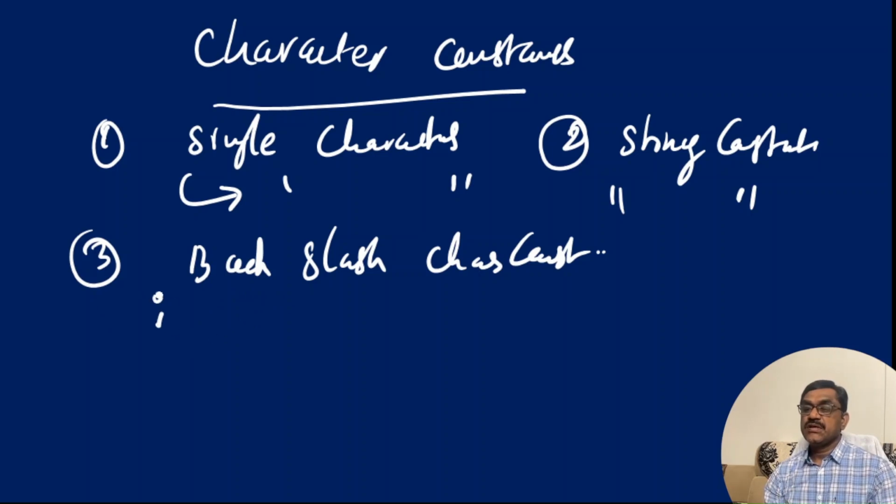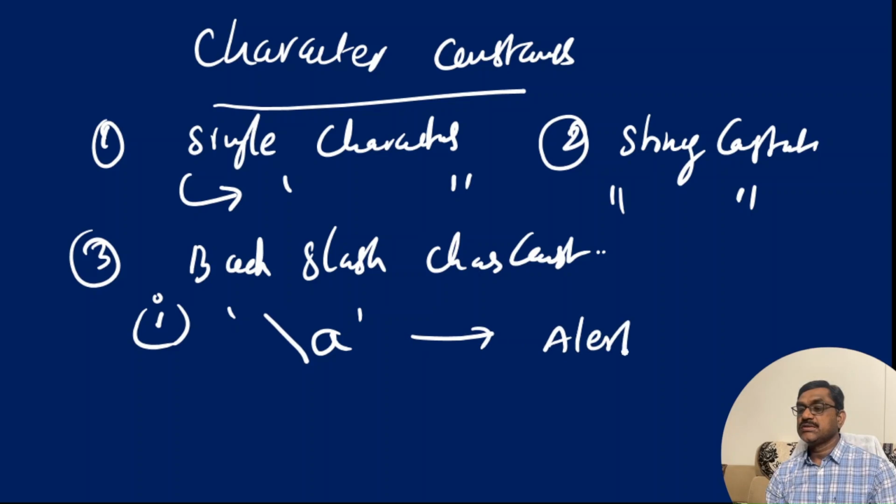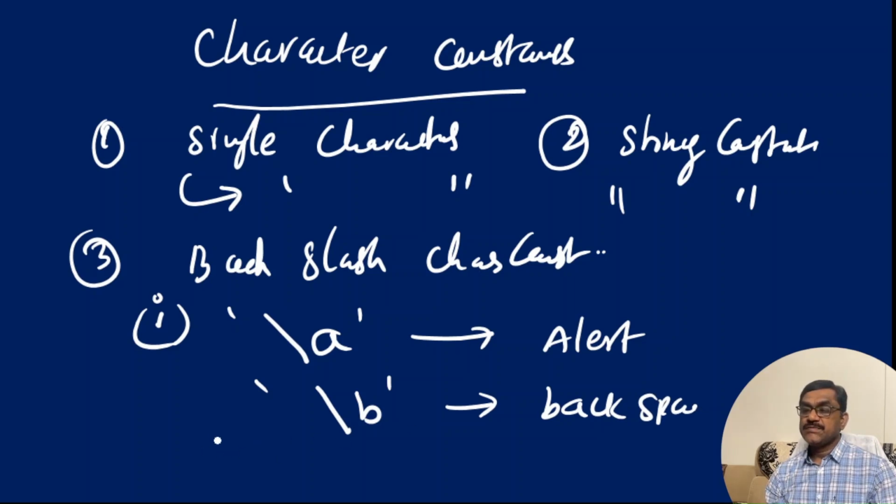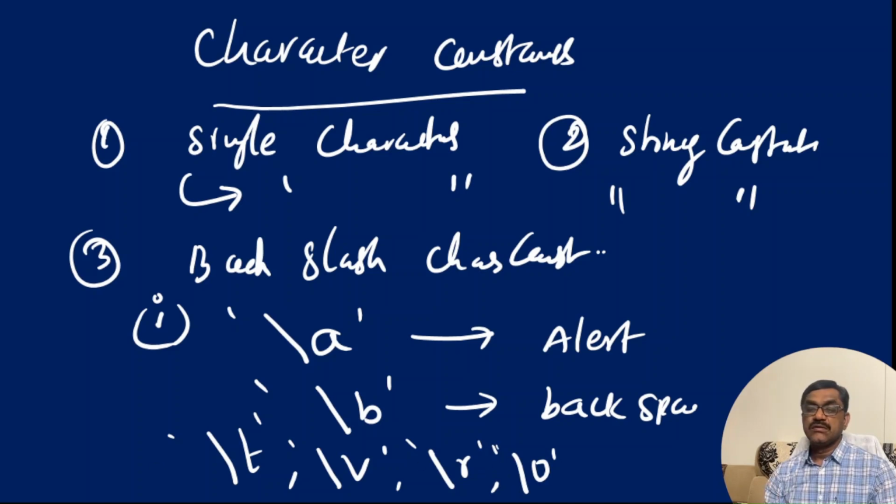So first we will see backslash a in single quotes. This is used for alert. Now after this we have backslash b. This character is called backspace. After backslash b we have backslash t, horizontal tab, backslash v, vertical tab. Everything is enclosed in single quotes. Next we have backslash r, carriage return, backslash 0. This is the null character. After backslash 0 we have backslash n. This is the new line character.